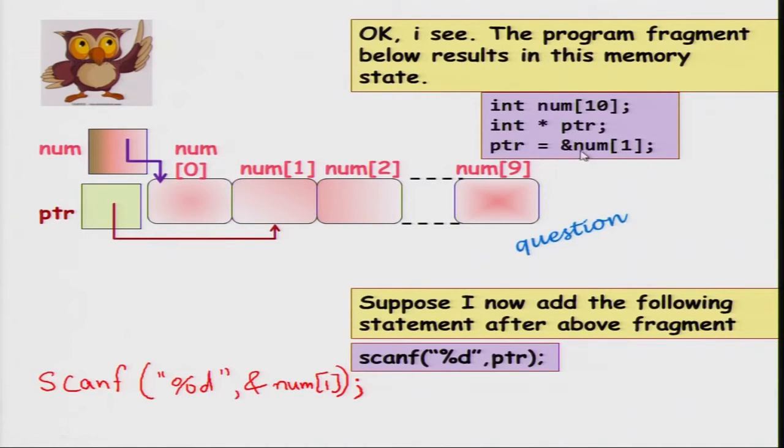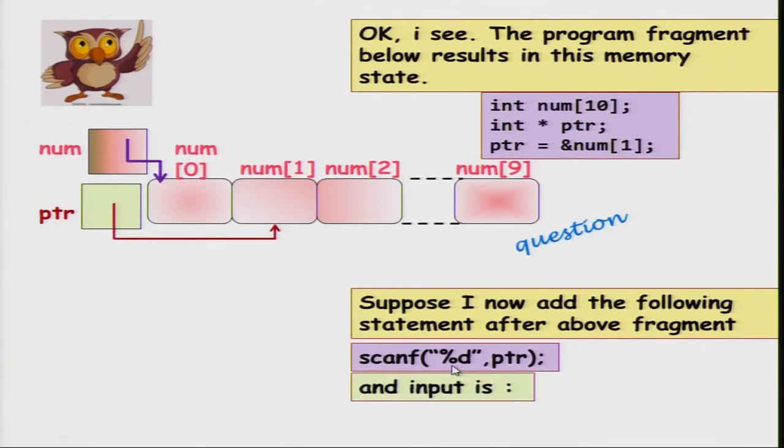Now, ptr equal to AND num1. Okay. So, it is a reasonable thing to ask, can I say scanf %d ptr? There is no AND operator here, because ptr is AND num1, right. This was our original statement and this is our new statement. And the answer is yes, you can do it.